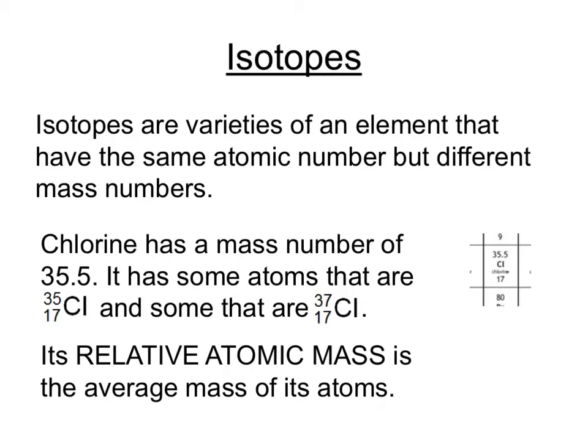When we looked on the periodic table, we saw that chlorine had a mass number of 35.5, and that's because it's got some atoms that have 35 as their mass and some that have 37 as their mass. That's because some of them have got 35 minus 17, 18 neutrons, and some of them have got 37 minus 17, 20 neutrons. It's the relative atomic mass that's the average mass of its atoms, and that's the one which is shown in the periodic table, not the mass number of an individual isotope.